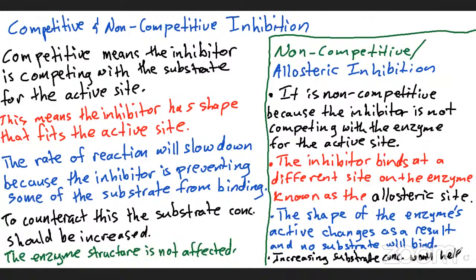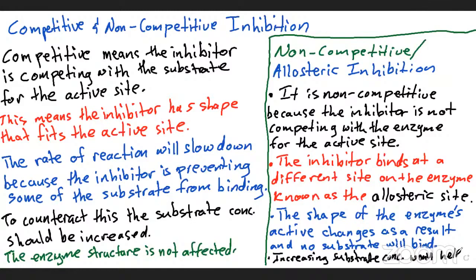Because both of them are competing, if you increase the amount of substrate, then there's a greater chance that it is the substrate that will bind and not the inhibitor. So increasing the substrate concentration will help. And also the enzyme structure is not affected.